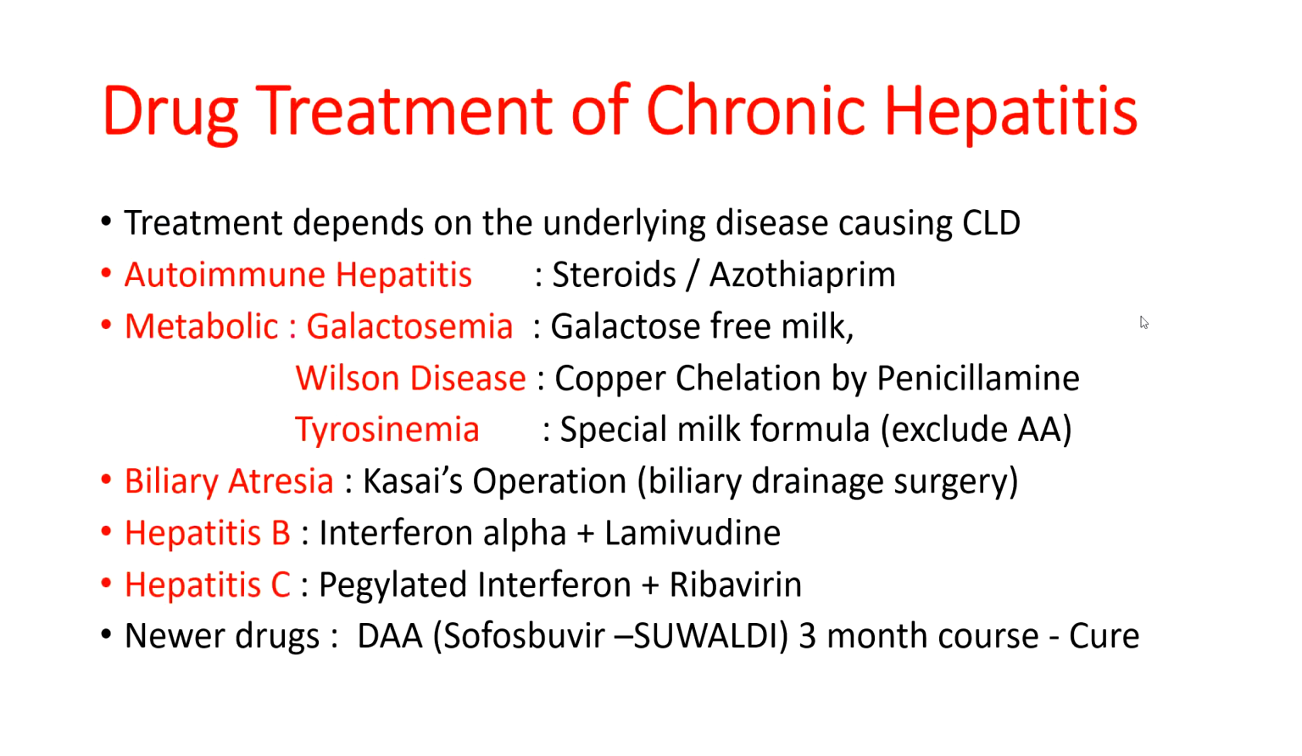Now, what is the drug treatment of chronic hepatitis? Of course, the treatment would depend on the underlying disease causing chronic liver disease. You can't have just one treatment for all conditions. Say, if the patient has autoimmune hepatitis, then the patient is benefited by the use of steroids like prednisone on a daily basis, and sometimes with the addition of an immunosuppressant like azathioprine. If the patient has a metabolic problem like galactosemia, he will be greatly benefited by the use of galactose-free milk.